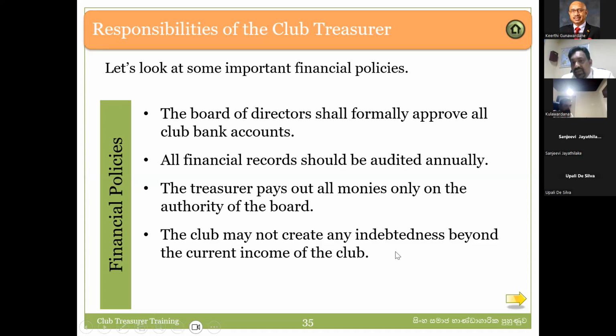As a club treasurer, one of the primary duties is to make sure that the club will not have any outstanding payable balances to anyone. So you have to make sure that during the period, and especially at the end of your term, there is no outstanding in your club books payable to anyone. Of course, if you have any outstanding, you should have a clear account of how you will pay.